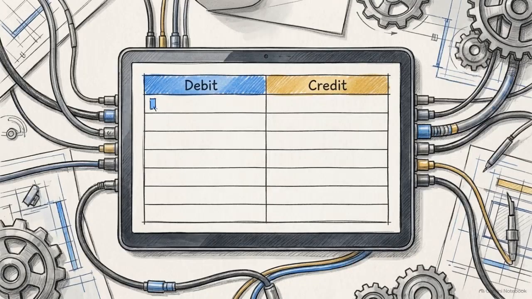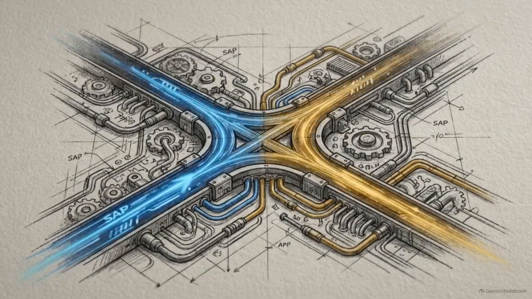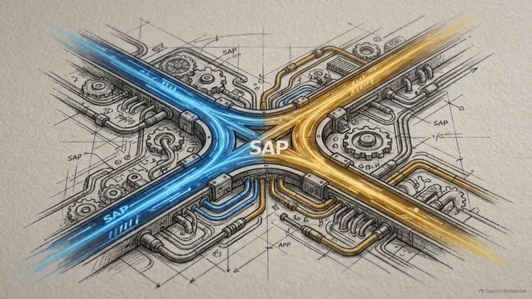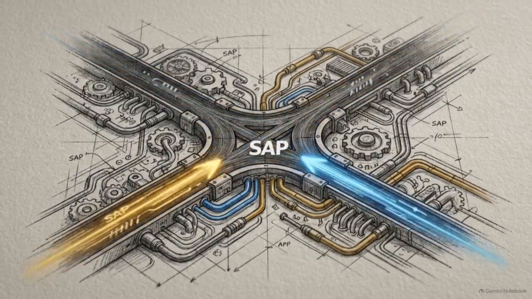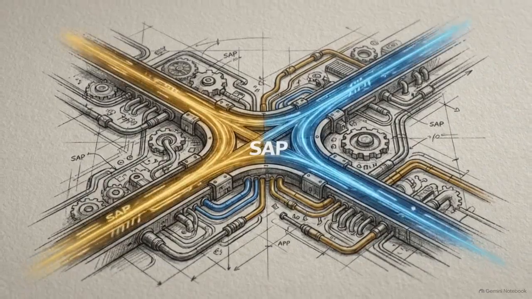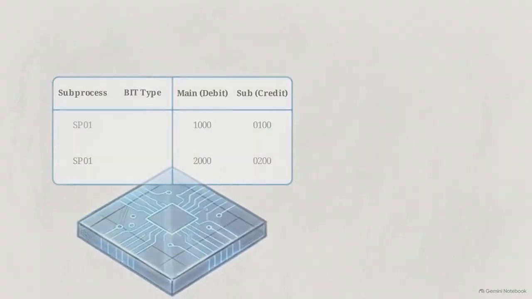With the database structure set, the system needs the accounting parameters required for the FICA subledger. SAP manages this using main and subtransactions. These are internal configuration codes that tell the system exactly how to route debits and credits. The system uses a mapping matrix.